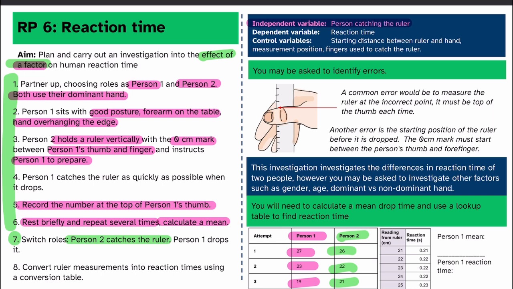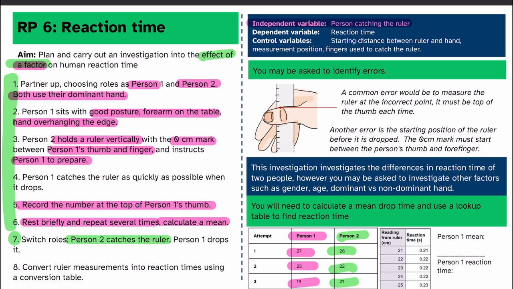You could say, right, I want to keep the same person. So you've done this steps 1 to 6, and they've always been catching with their dominant hand. Let's say they're right-handed. And then you would say, right, for the next set, we're going to do it again, but this time you're going to use your left hand. You're going to use your non-dominant hand. So in that case, we're investigating dominant versus non-dominant hand.